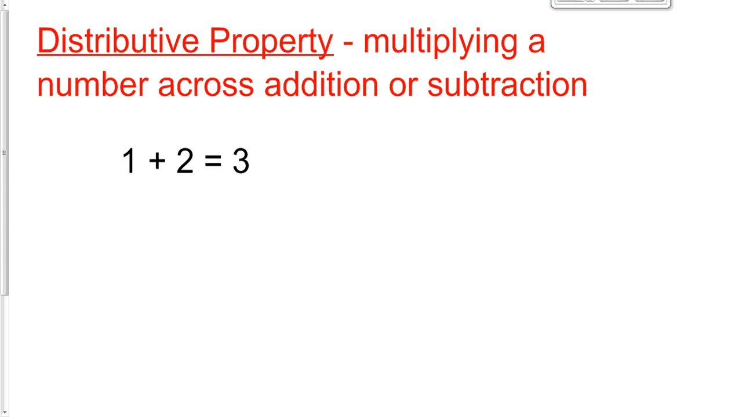The distributive property talks about multiplying a number across addition or subtraction. So we'll want that definition. This is my own definition. I didn't like the way the book worded it.